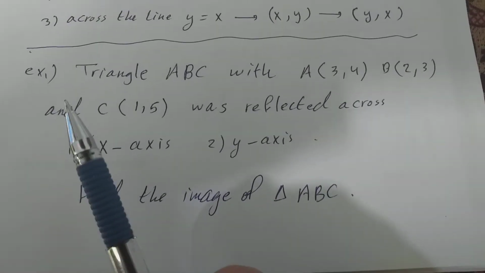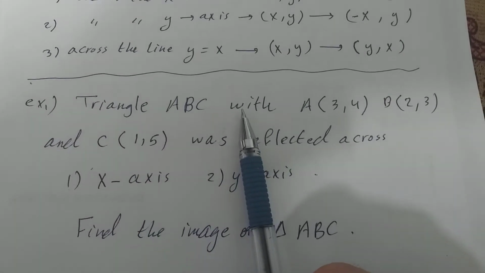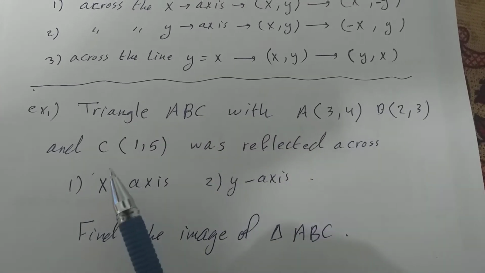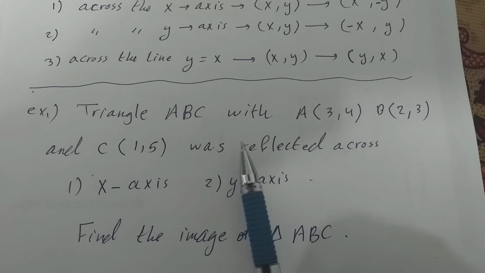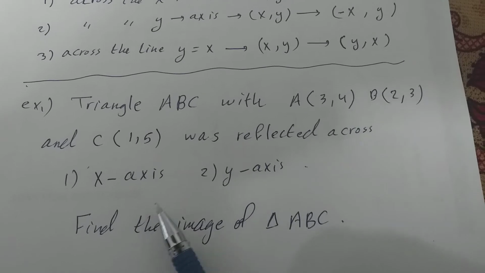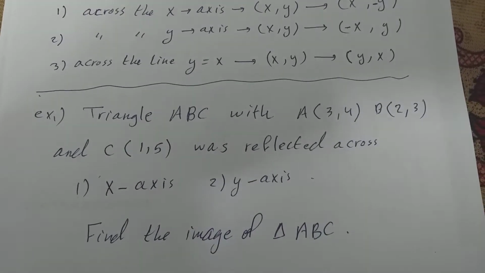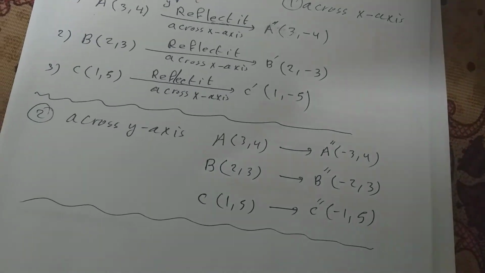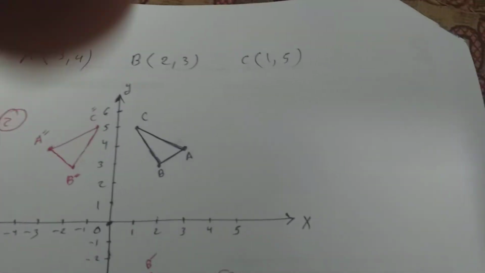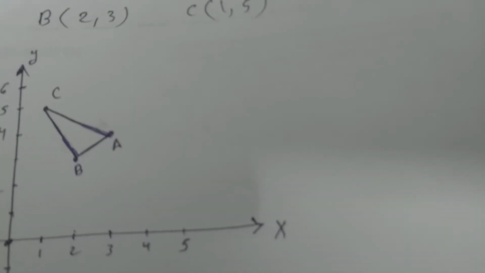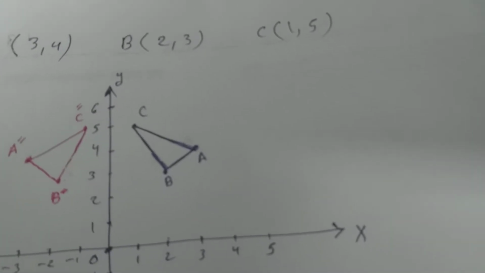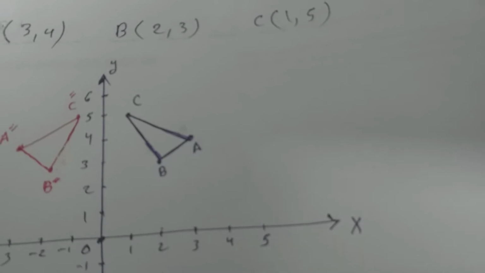Example number 1 talks about a triangle ABC with the coordinates A(3, 4), B(2, 3), and C(1, 5). It was reflected across the x-axis and the y-axis. Find the image of the triangle ABC. According to the points, I will start first with the original figure, which is ABC. I will plot it: A(3, 4), B(2, 3), and C(1, 5).